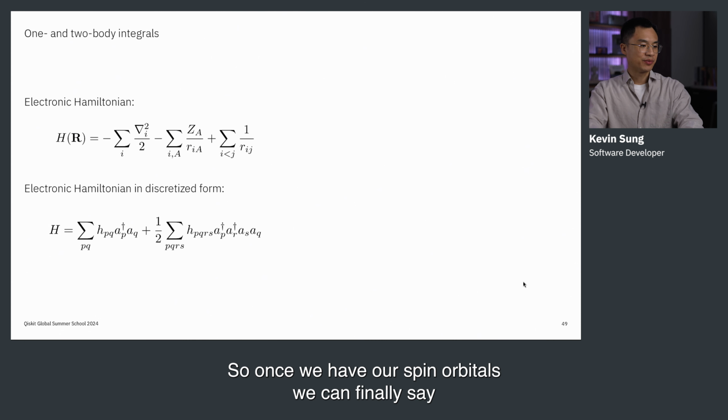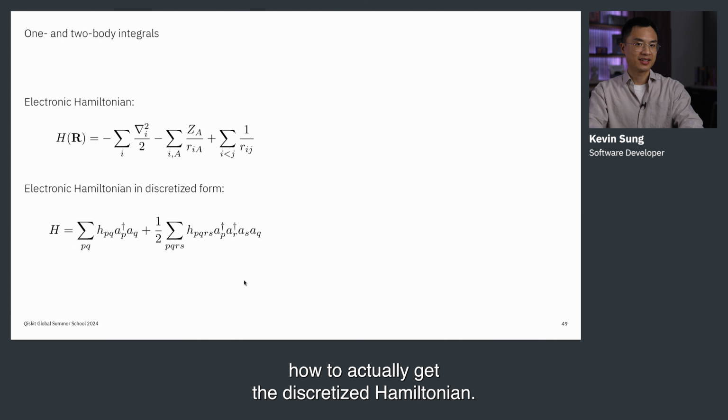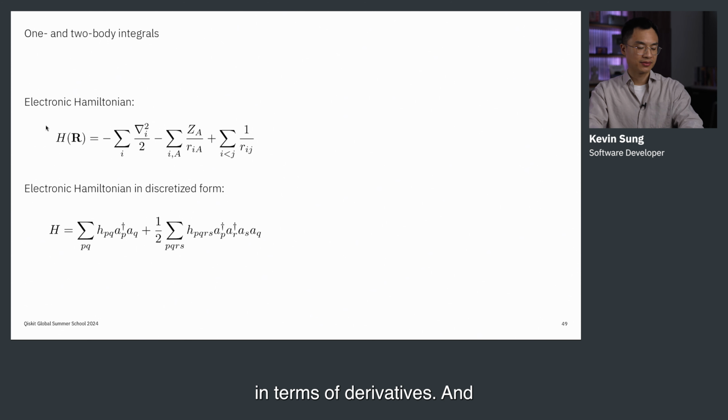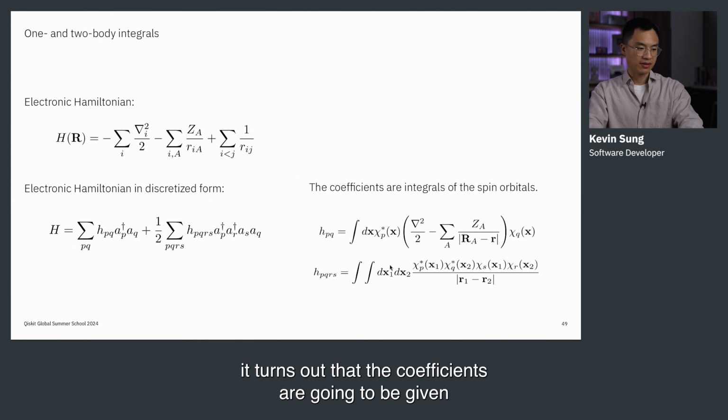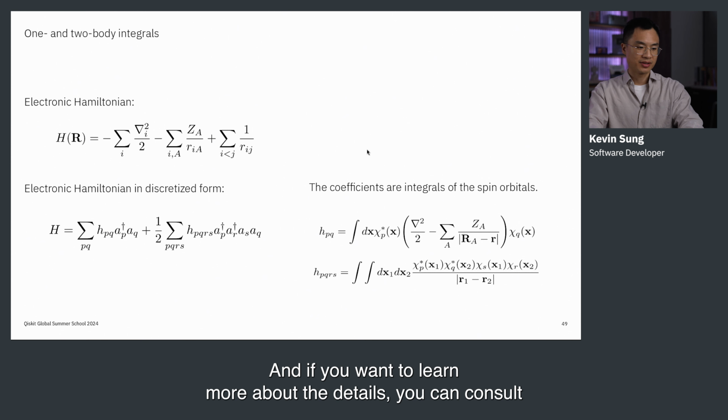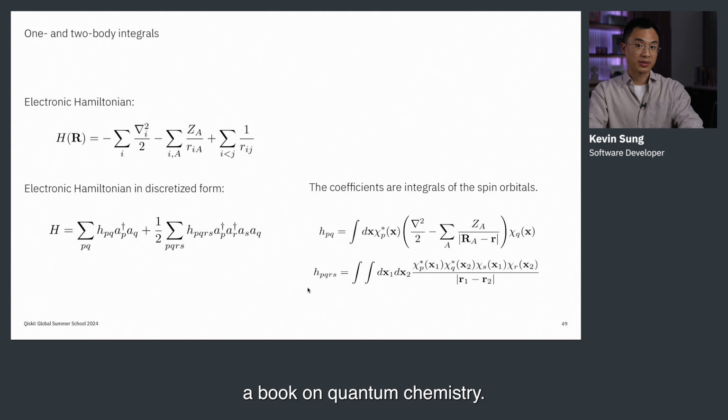Okay, so once we have our spin orbitals, we can finally say how to actually get the discretized Hamiltonian. Again, we started with the original Hamiltonian written in terms of derivatives. To get the matrix form of this Hamiltonian, it turns out that the coefficients are going to be given by these integrals of the spin orbitals. That's all I'll say about this, and if you want to learn more about the details, you can consult a book on quantum chemistry.